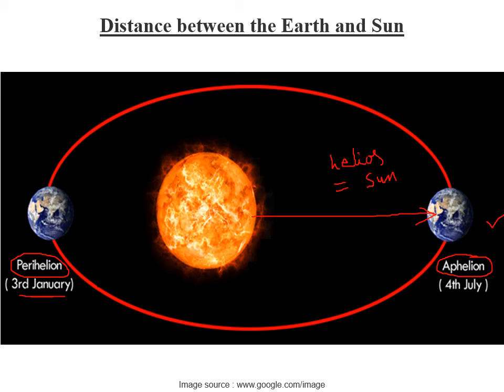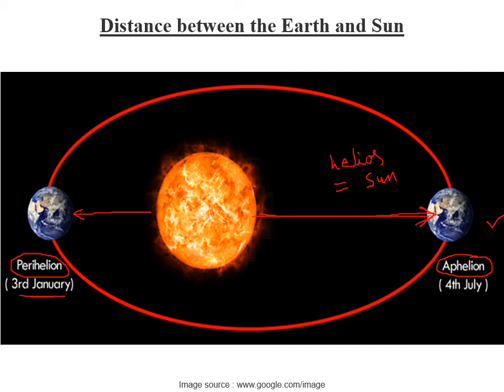Now you can see that during perihelion, when Earth is closer to the sun, automatically it will receive more solar energy because the sun rays have to travel less distance to reach the Earth's surface. In contrast, when the Earth is in the aphelion position, the sun rays have to travel a much longer distance. So compared to perihelion, in aphelion, the Earth's surface receives a lesser amount of energy.